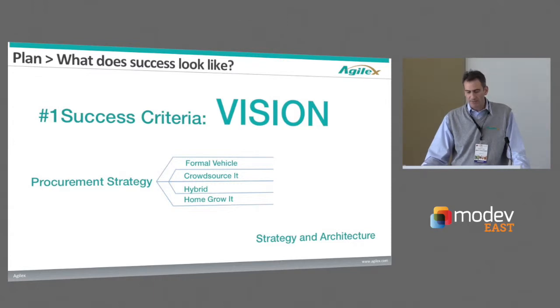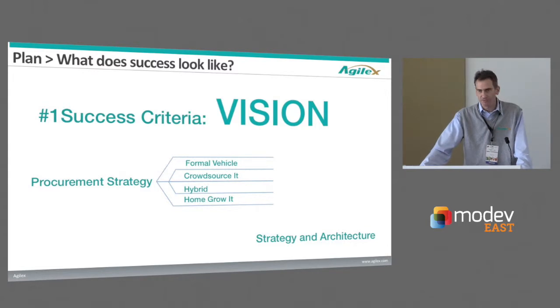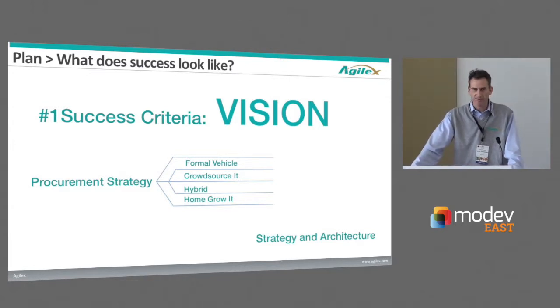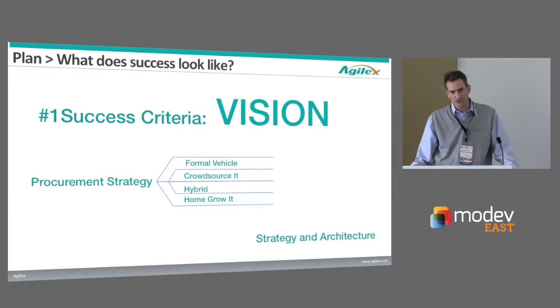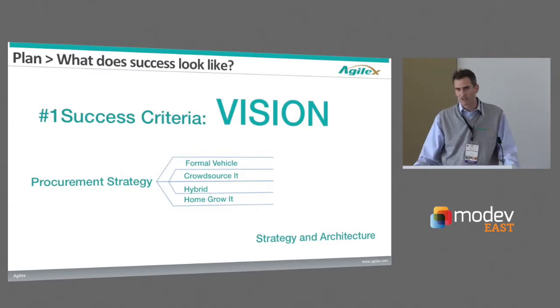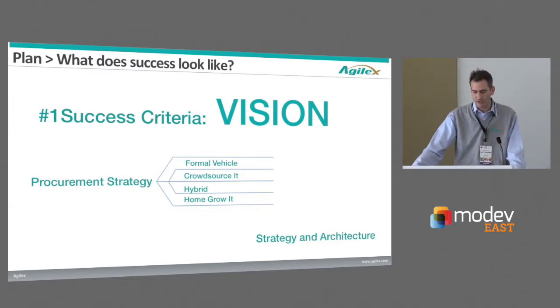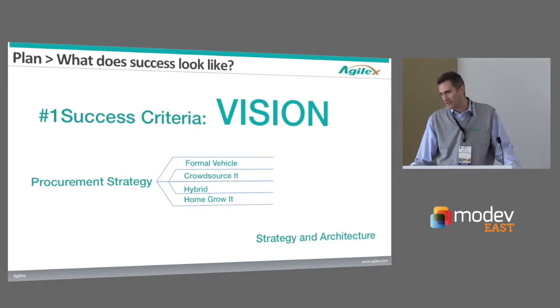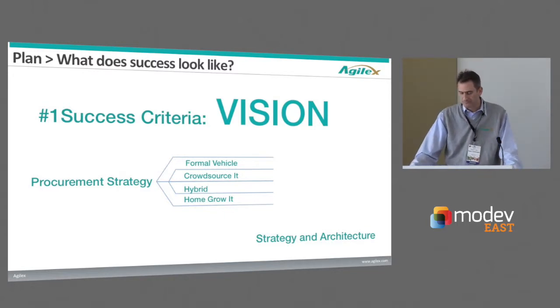Some other aspects to it are the procurement. How are we going to buy this service? And there's several models that government organizations, commercial organizations will embark upon. Some have formal vehicles and contracts. Others approach it from a crowdsourcing methodology or standpoint. There's some who home grow it in-house or do kind of a combination of those two. So procurement is definitely involved in that. And then lastly, the first stage is strategy and architecture. That is step one.